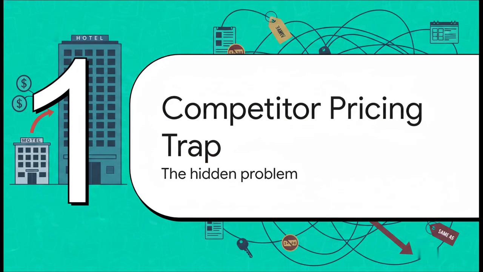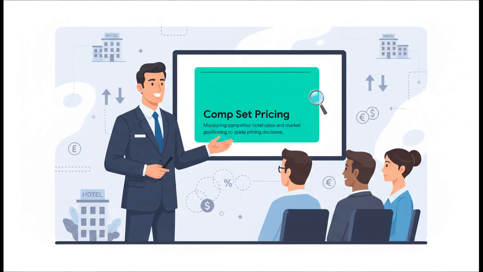So, Part 1, the competitor pricing trap. This is the hidden problem that's quietly destroying market margins. Let's start by defining comp set pricing. Now, you know what this is. It's the standard practice of monitoring a group of competitor hotels, looking at their room rates, their occupancy levels, their promotions, all to kind of guide your own pricing. And honestly, monitoring competitors is absolutely essential. But the real danger kicks in when you start copying those prices without actually understanding the context behind them.